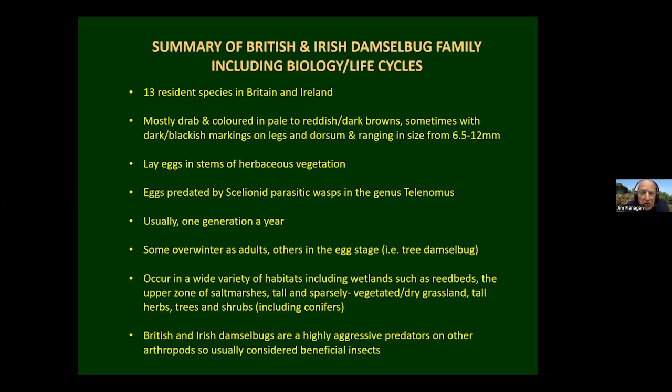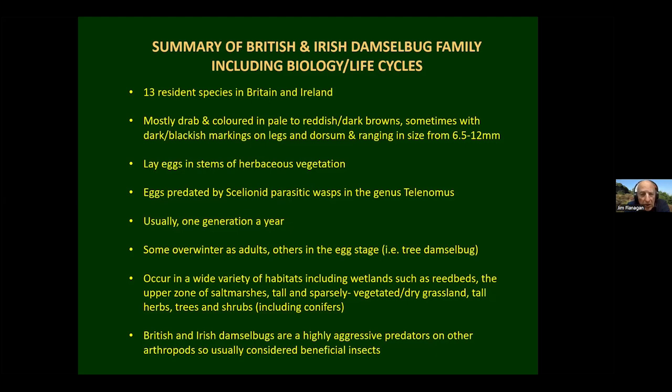They lay eggs in the stems of herbaceous vegetation. I looked into a little bit about predation. Their eggs are predated by specialized scelionid parasitic wasps in the genus Telenomus. They're very small black parasitic wasps. I don't know to what extent that's a control on the population of damsel bugs. Usually there's a generation a year. Some overwinter as adults, and others in the egg stage. And the tree damsel bug is an example of an egg stage overwintering species.